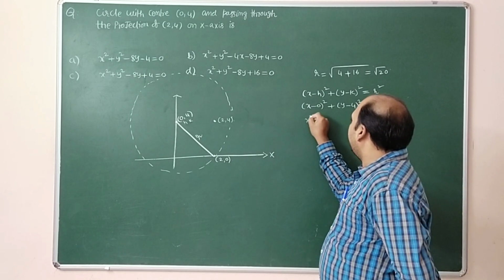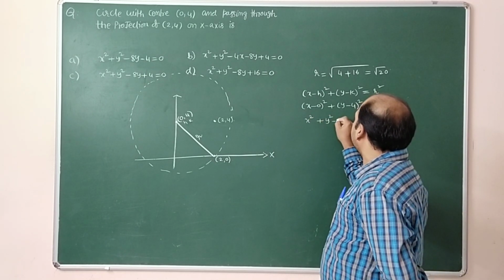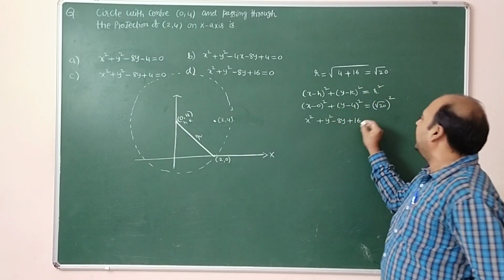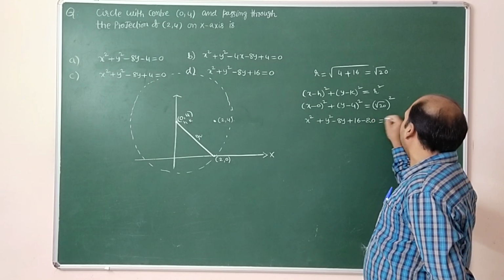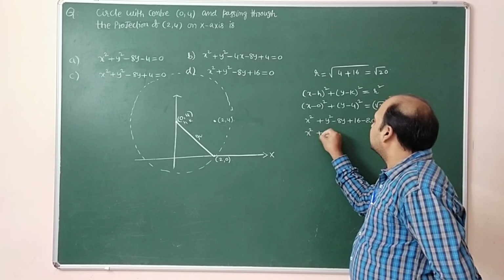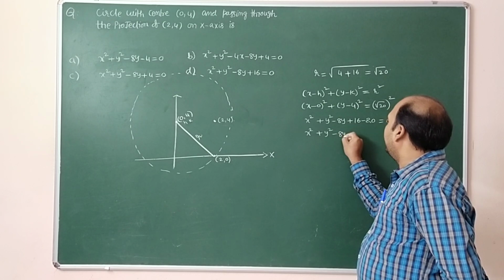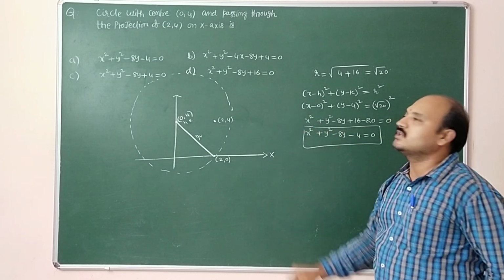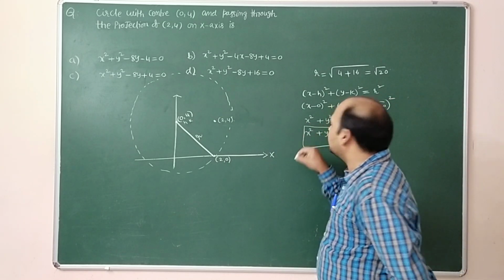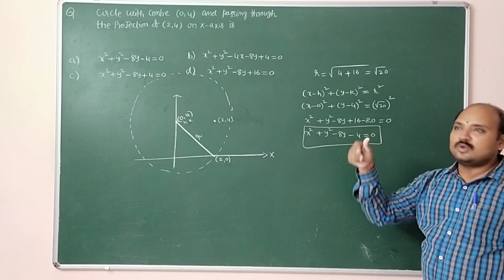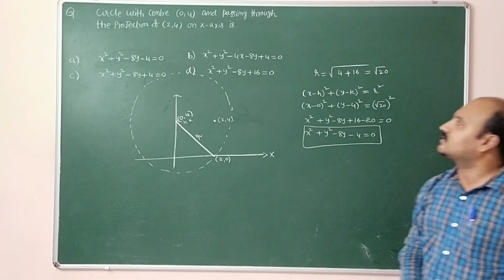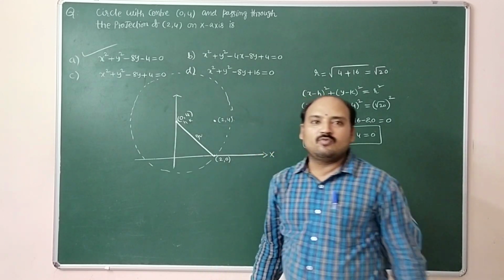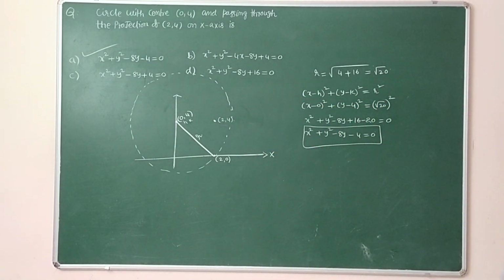Normal expansion: x² + y² - 8y + 16, and (root 20) whole square is 20, taking it to this side, minus 20 equal to 0. So x² + y² - 8y - 4 = 0, which is the required equation of the circle whose center is at (0, 4) and passing through the projection of (2, 4) on the x-axis. So this value is there in the first option. We will move to the next question.